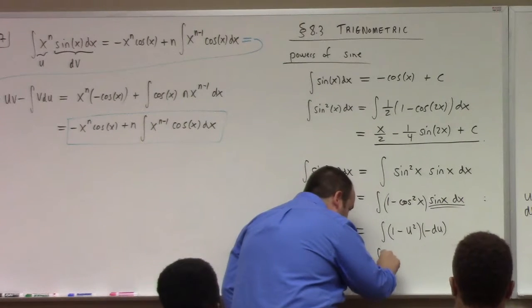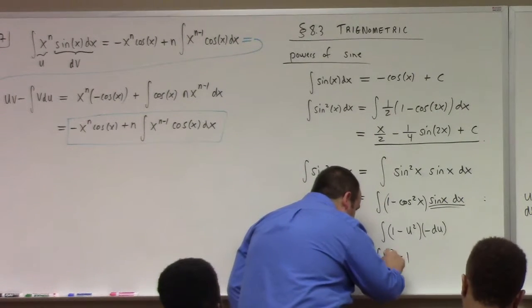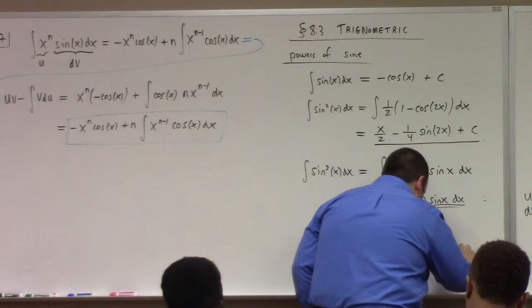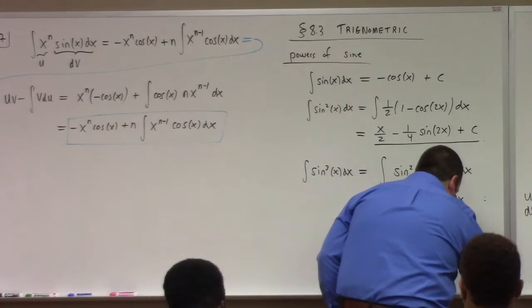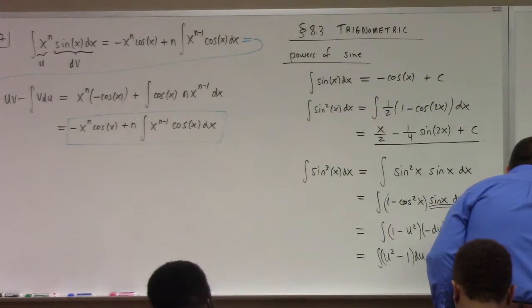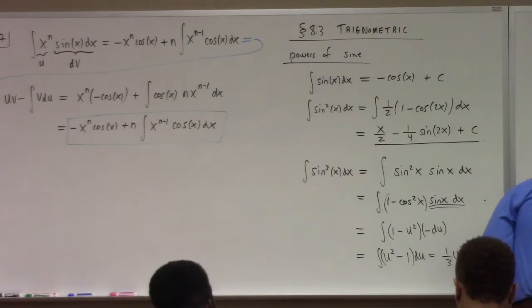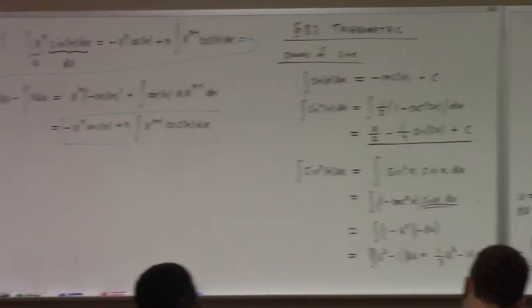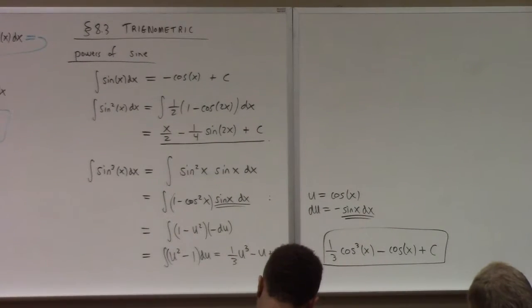So this is the integral of u squared minus 1 du, also known as 1/3 u cubed minus u plus a constant, and there you go: 1/3 cosine cubed x minus cosine of x plus a constant. That is the integral of sine cubed. It's actually not that hard.